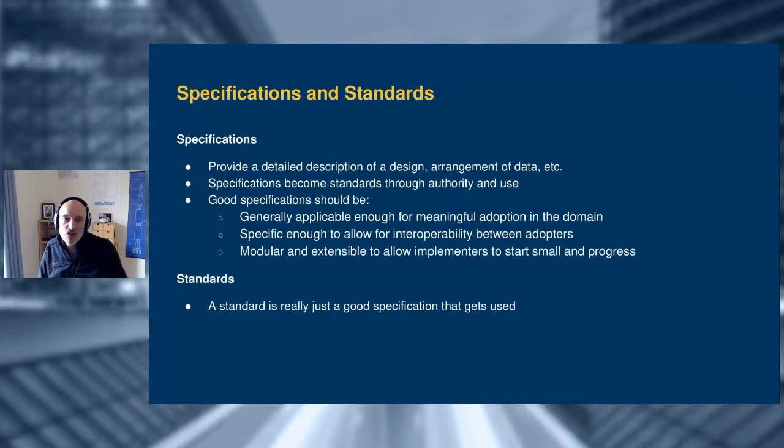These specifications become standards through authority and use. A good specification, and it's something of a tightrope when you're designing specifications, should be generally applicable enough for meaningful adoption in the domain. If a specification is so detailed and so tight that it fits very narrow use cases, that tends to stand in the way of adoption. But it's also got to be specific enough to allow for interoperability between adopters, particularly in our case where we're looking to provide an interoperable layer.